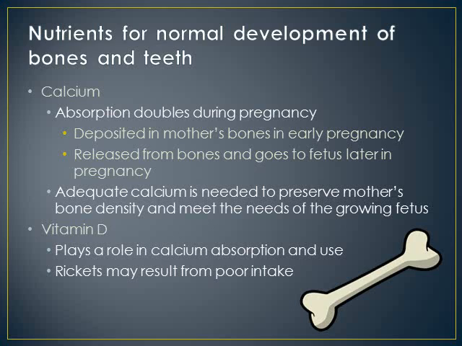Vitamin D is important because it helps to increase calcium absorption and use. And we know that the deficiency of vitamin D is rickets. So rickets can result from poor intake in the child. So if a child starts off vitamin D deficient, it's going to be very hard for them to make that up, and rickets is going to likely occur.